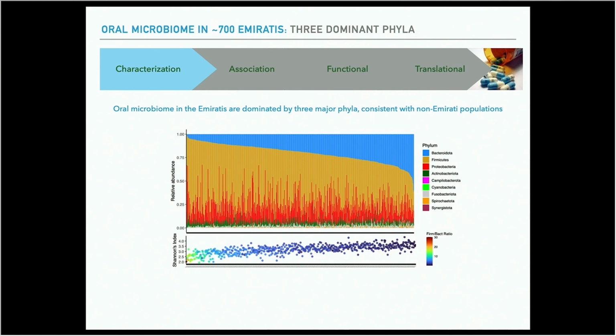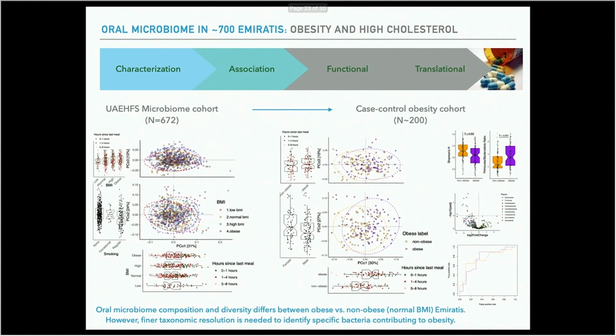First, using 16S, we find that Bacteroidetes, Firmicutes, and Proteobacteria are dominant in the Emirati people, which is consistent with oral microbiome elsewhere as well, and this is something that Anik already presented. He also has a poster about this. When we look at the association between disease phenotypes, like cholesterol and obesity, in the oral microbiome, we did not find any signals for high cholesterol, but we did find signals for obesity in the 672 individuals.